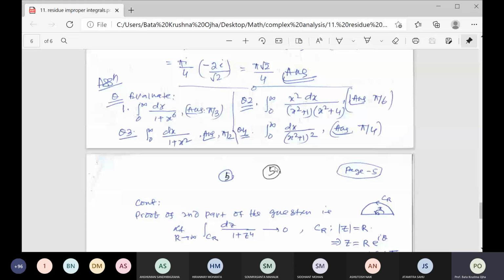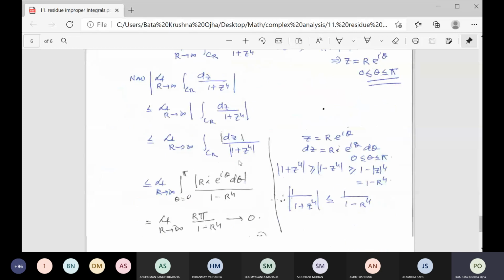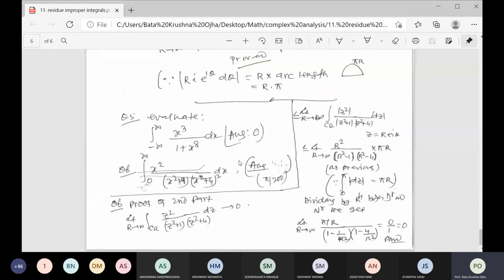Now, students should know: if the limits are 0 to infinity, then what will you do? Minus infinity to infinity you can do directly. If it's 0 to infinity, since this question is a half, you have to multiply with this. So question number 5 is the integral from minus infinity to infinity of dx by 1 plus x to the 4. It is the 8th root. That means 4 will be in the upper half and 4 in the lower half.